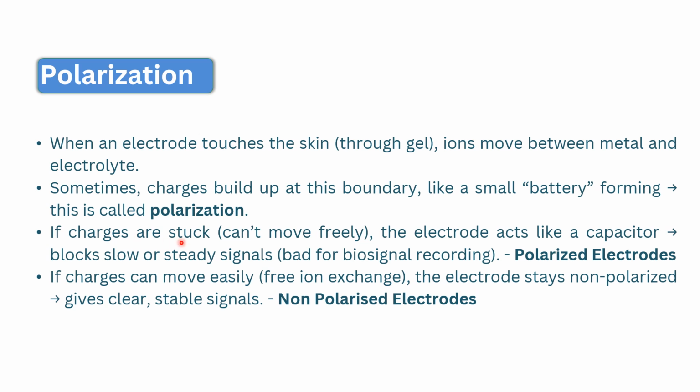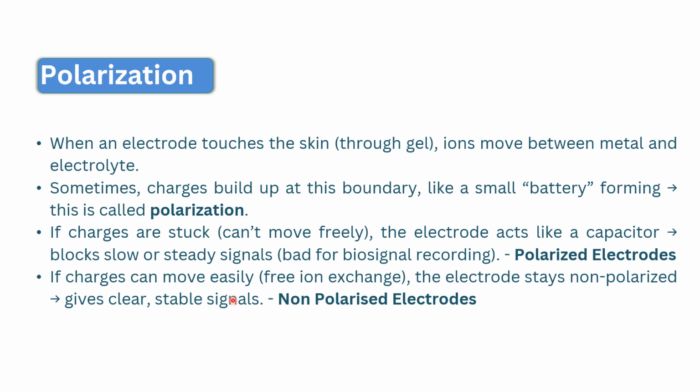If the charges are stuck, the electrode acts like a capacitor, and it's bad because if there is any DC component, a capacitor will not allow DC to pass through, right? So this is bad. So polarized electrodes are not usually preferred. Whereas the other one, the non-polarized electrodes, actually let the ions freely move in and out, so that biosignals can freely go out and come again, right? So those are non-polarized electrodes.